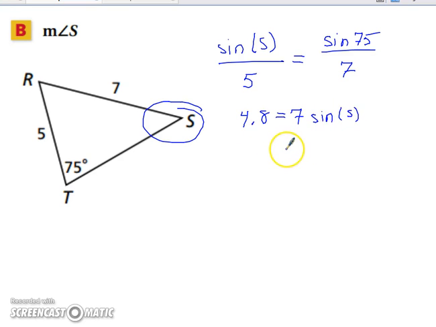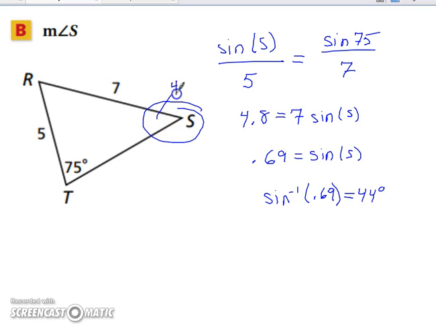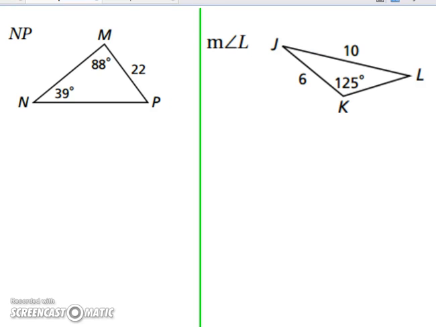And we don't know what the sine of S is yet. So we can divide both sides by 7. And we end up with 0.69 equals the sine of S. Now, we're trying to find an angle measure. So if you recall back, this would be when we would use the inverse. So the sine inverse of 0.69 will give us our angle S measure. In this case, it is 44 degrees. So the measure of angle S is 44 degrees. Try these next two on your own.